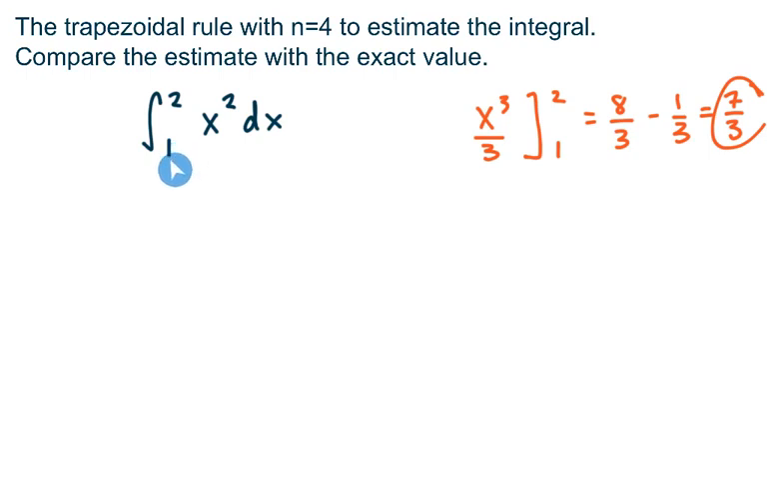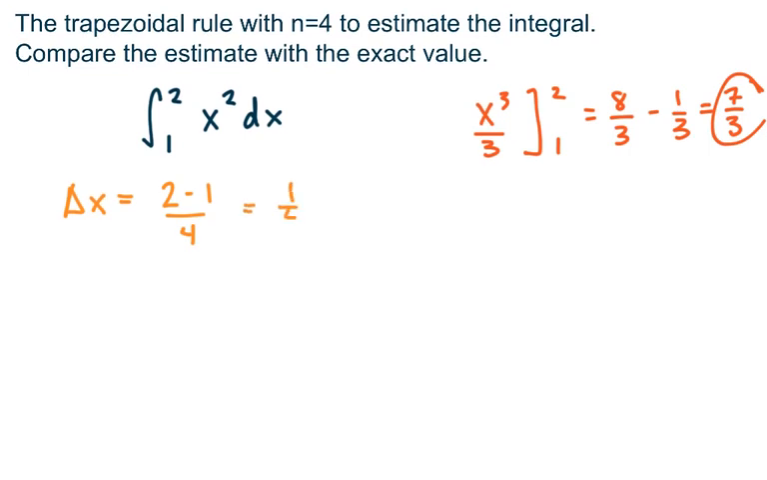So what we notice is that our interval length is 1 unit long, and we want to divide it into 4 subintervals. So I'm going to partition 1 to 2 into 4 subintervals. Delta x equals (2 minus 1) over 4, or rather 1/4. So we are taking the distance from 1 to 2 and breaking it into 4 subintervals of equal length. So I'd have 5/4, 6/4, and then 7/4 up to 8/4.